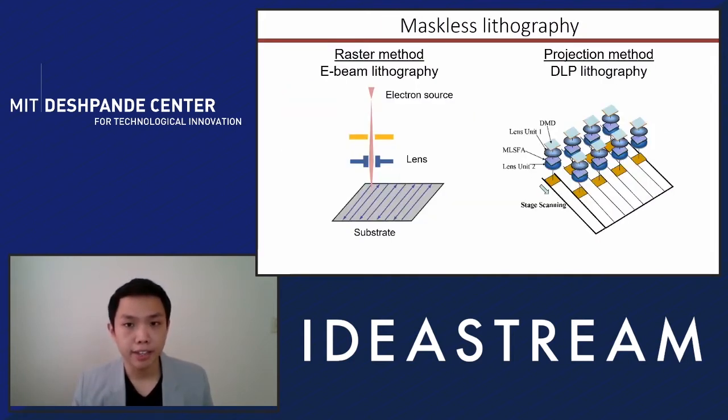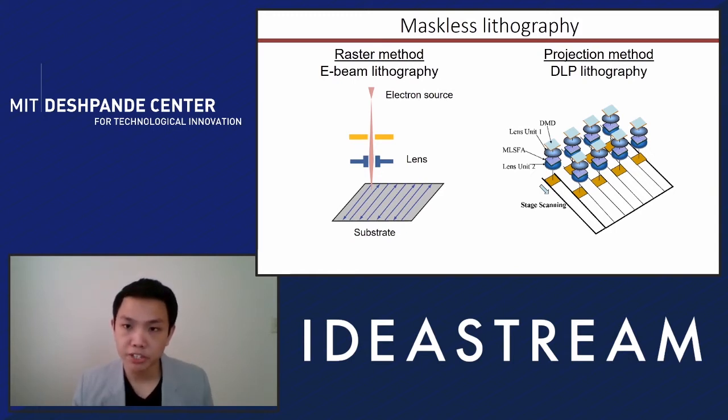In today's day, dynamic patterning is primarily achieved using maskless lithography. There are two classes of maskless lithography. There's the raster method and the projection method. One example of raster method is E-beam lithography. In this case, you have an electron source which you raster across the substrate. You can think of it like using a pencil and writing on a paper.